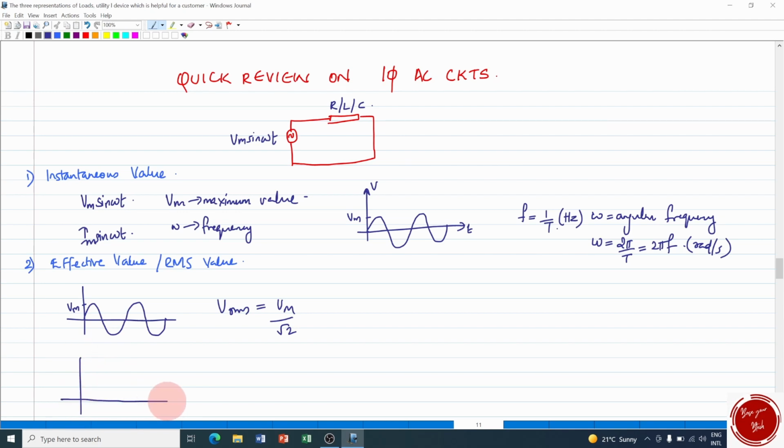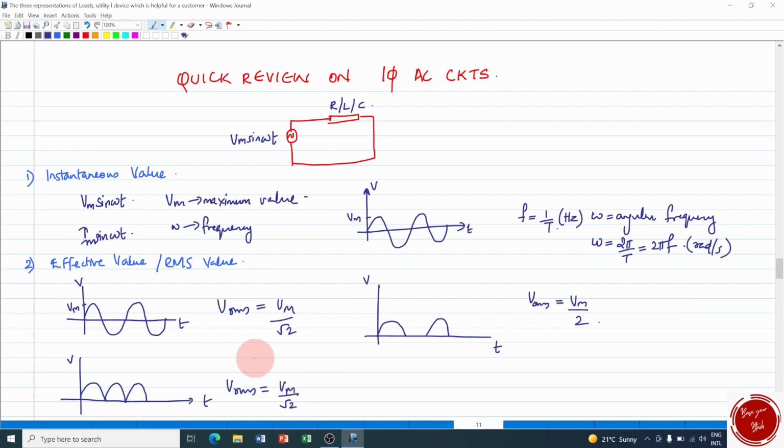Similarly, for the rectified wave, when we turn this negative part upside, we will get the full wave rectified form of the sine wave, and this will also have the RMS value as Vm by root 2. For the half wave rectification, V is the y-axis and t is the x-axis, and the RMS value Vrms is Vm by 2. These all values indicate the effective value for the circuit. That is, if a DC source is given to the particular circuit, what is the result that we obtain? That DC equivalent value is actually represented by this RMS value.